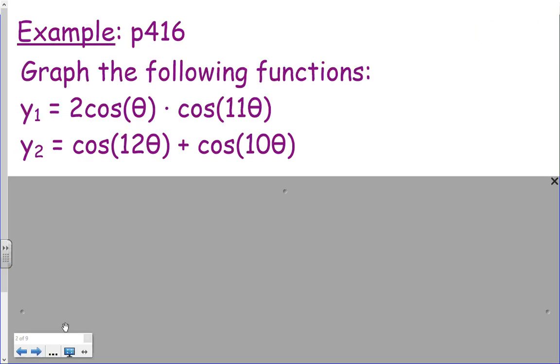Let's start out with an example here. They give us an example on page 416 that asks us to graph the following function. So y1 you can see is a product of two sinusoids. And from the work we've done in the previous section, we understand that that's going to give us an amplitude that varies when we sketch this, because it's a product. y2, here we have a sum of two sinusoids, so we have an understanding that that's going to give us a sinusoidal axis that varies when we graph this sum. So let's go ahead and grab our calculator and punch that in.